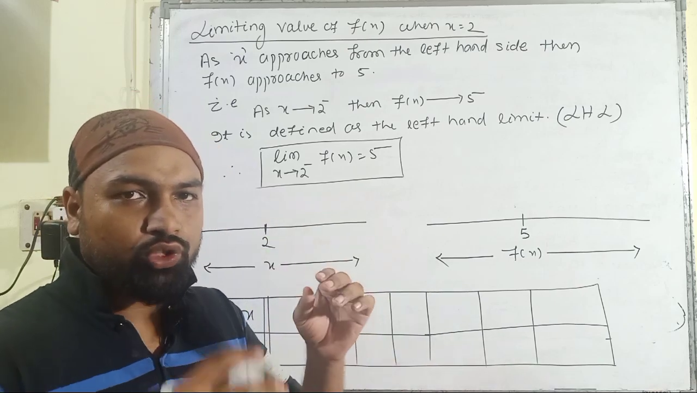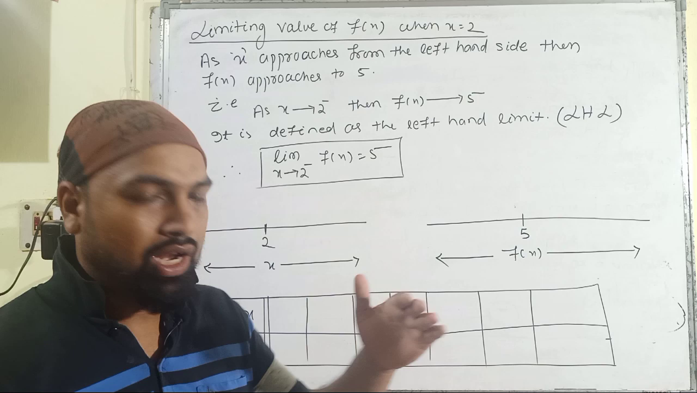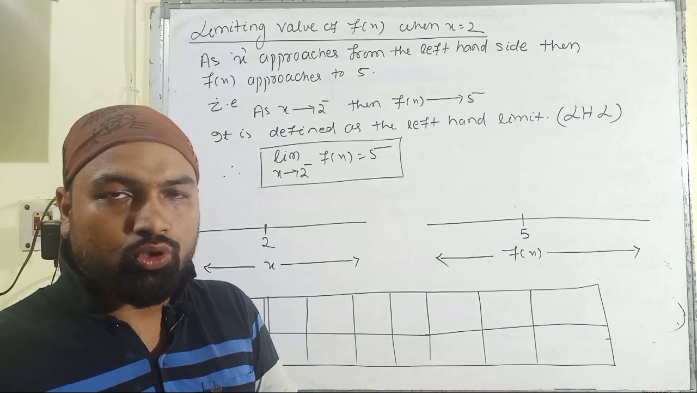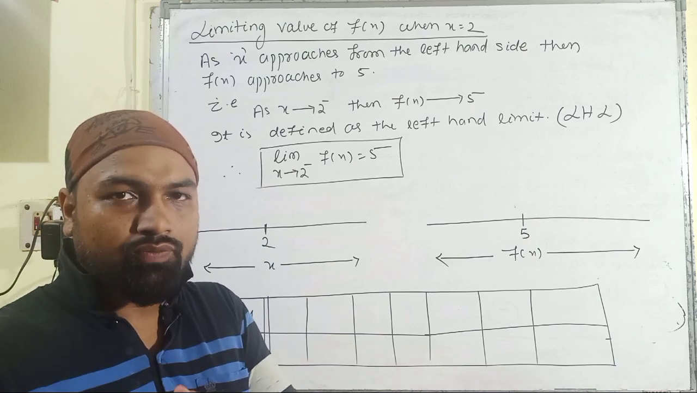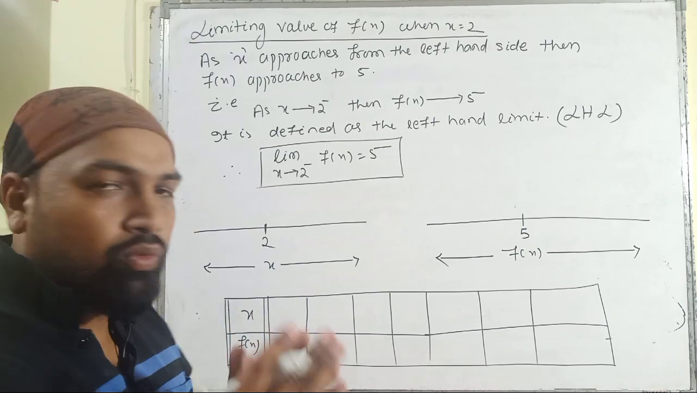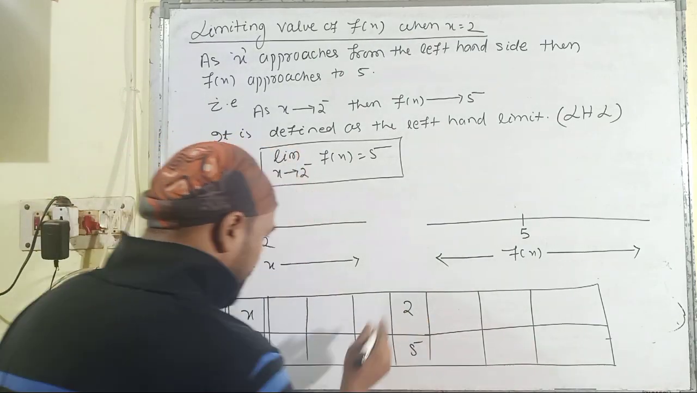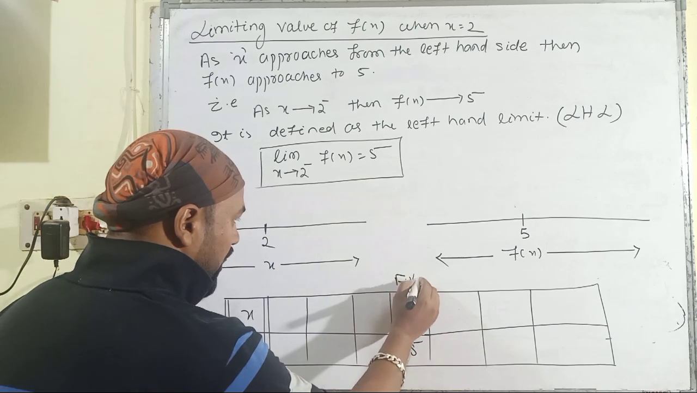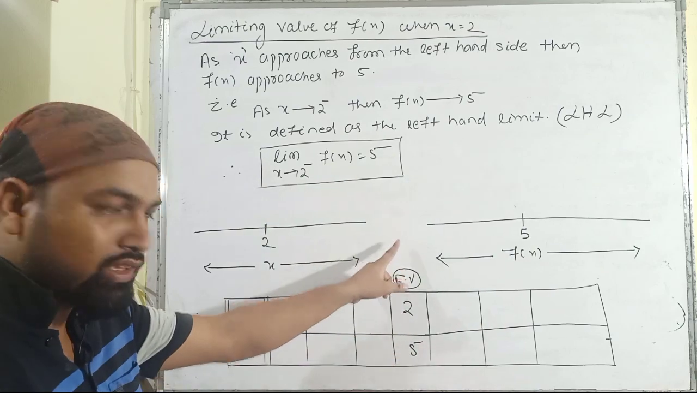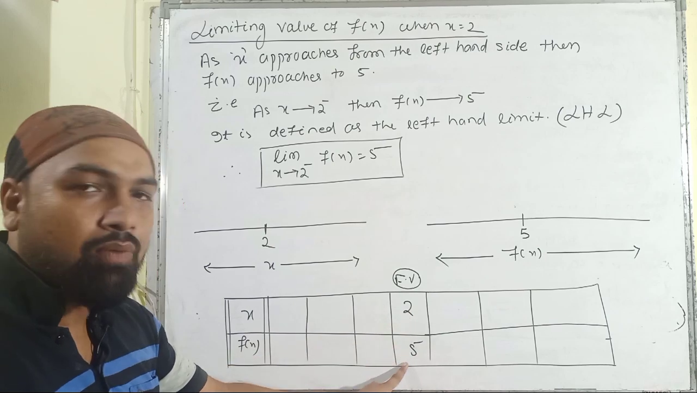That means first of all we have to check the behavior of the function f of x whenever x approaches the given point from the left hand side, and then again we have to go through the right hand side. That means we have to approach x from the right hand side to the given point, then check the behavior of the given function, and then we can compare them. So this is the functional value. Whenever we directly substitute the value of 2 in place of x, we get the result as 5, and this is f of a. This is x is equal to a and this is f of a.